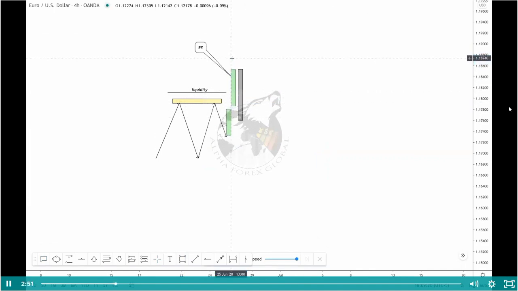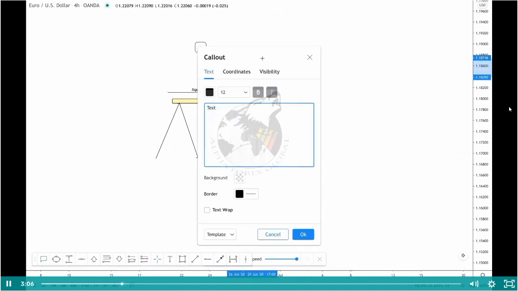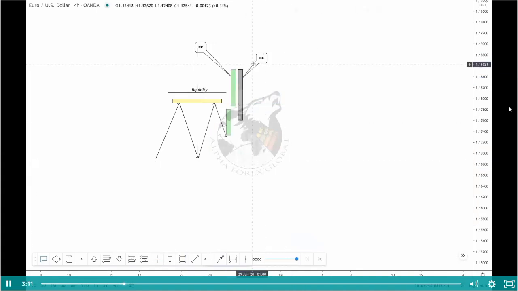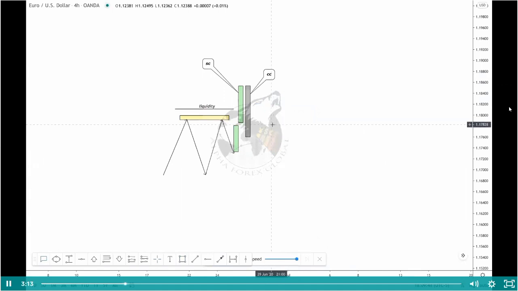Now normally after we have a sponsor candle, we have a violent move in the opposite direction. I call this the confirmation candle, and we'll get to that, right? So this is my confirmation candle. Now, what does this confirm to me, right? This confirms that this move was a manipulation because right after the market took out this liquidity, the market went in the opposite direction very violently, right?